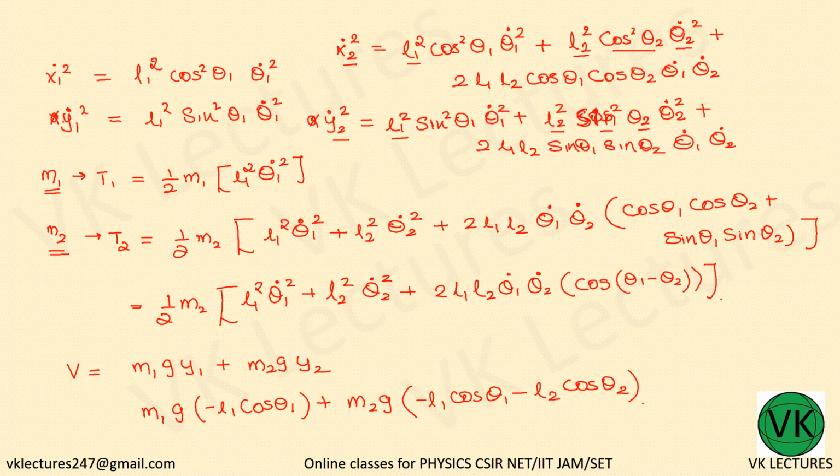So L will be equal to T minus V. T is the sum of T1 plus T2, so T is equal to T1 plus T2. If you want to consider separately, this is V1, V2. V is equal to V1 plus V2, considering two masses.